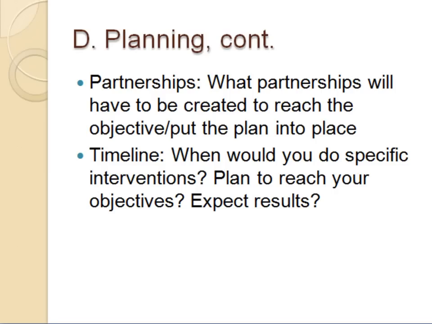And for the timeline, when would you plan on doing specific interventions? When would you plan on reaching your objectives, and when would you expect results? And when we're talking population health, we're talking in months to years. So in 1 month, you plan on doing this activity. Within 3 months, you plan on doing this. Within 1 year, you plan on having a certain program in place. And within 5 years, you plan on seeing results. Something along those lines.